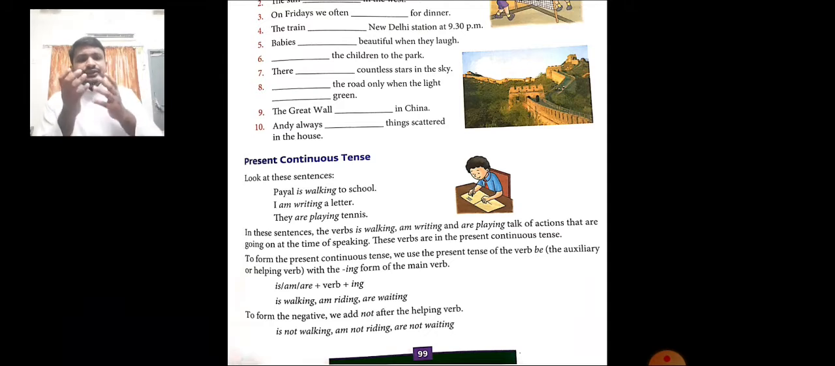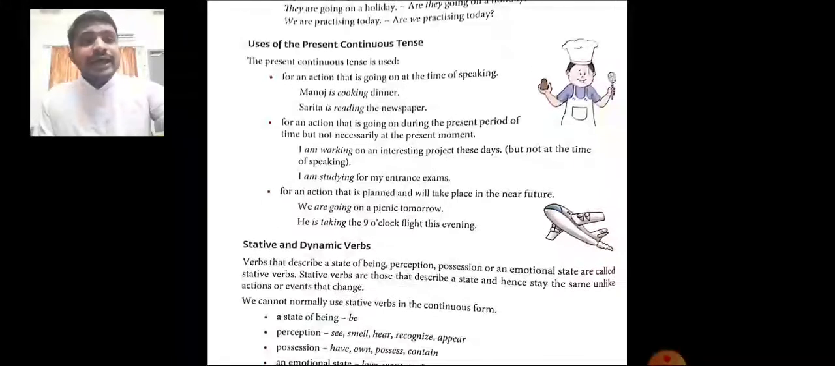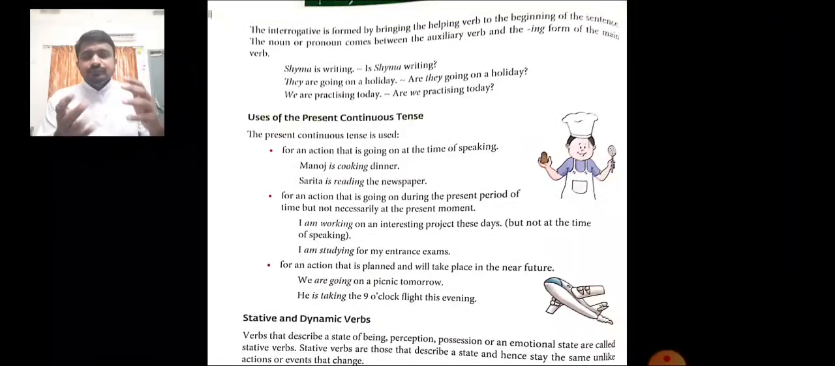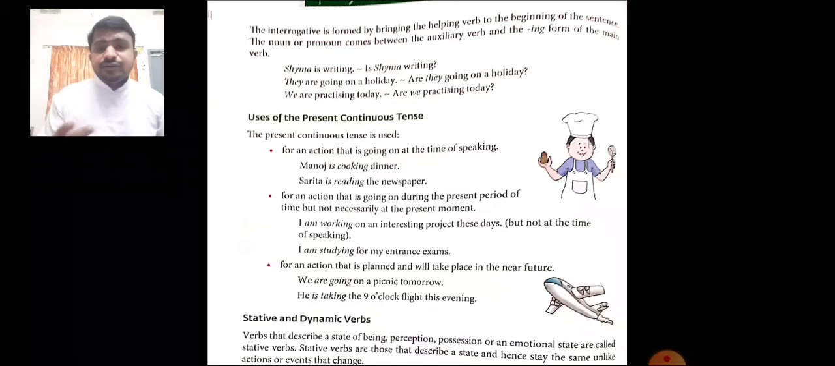Now, to form the negative, we add not after the helping verb. So, what is happening? I am not writing, you are not writing, or he is not writing, or she is not writing, they are not writing.